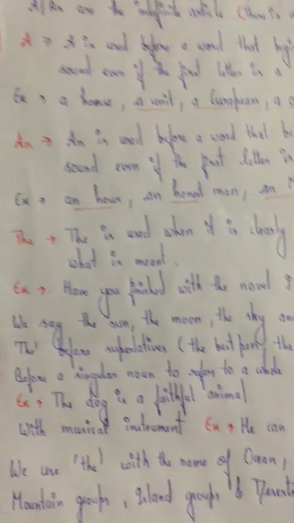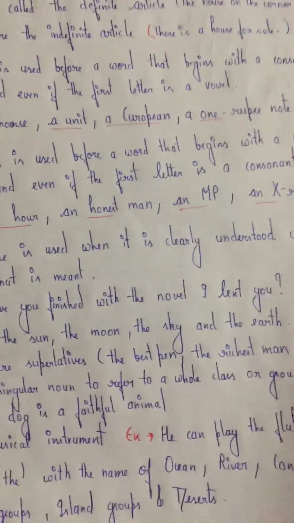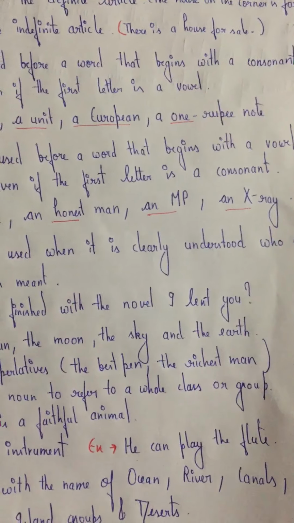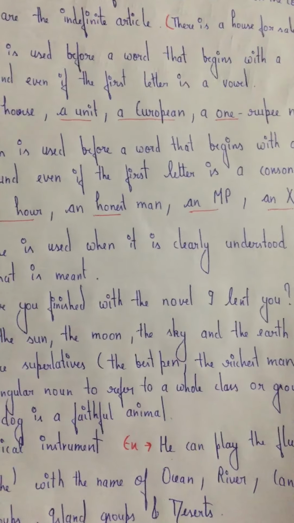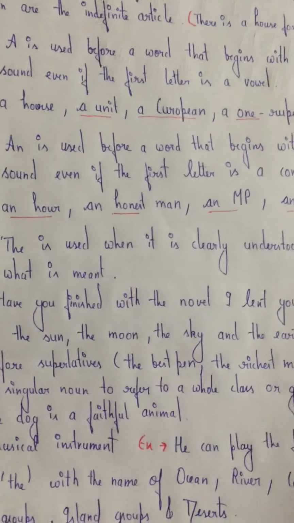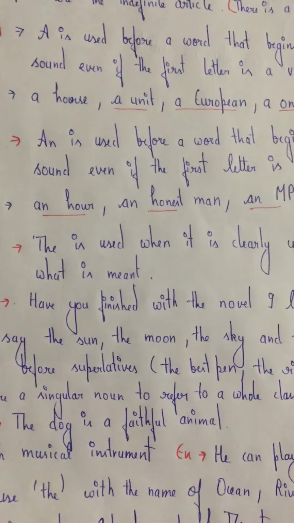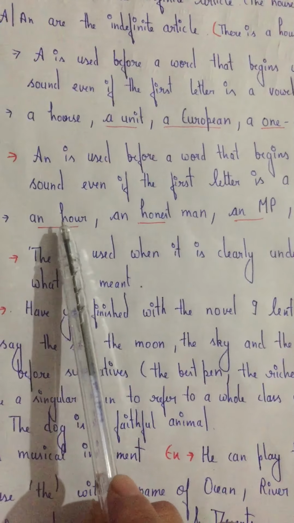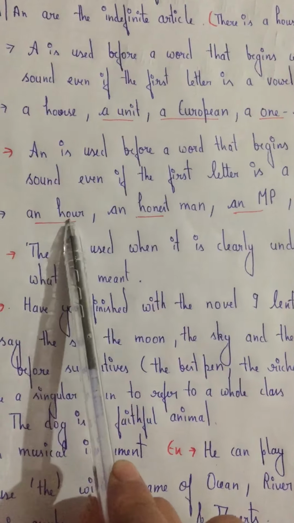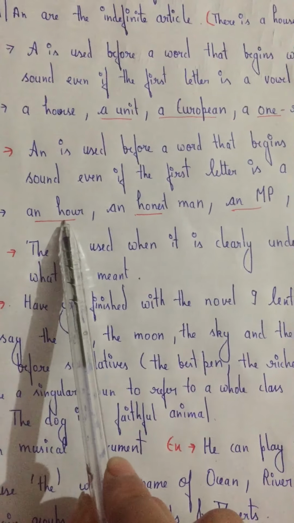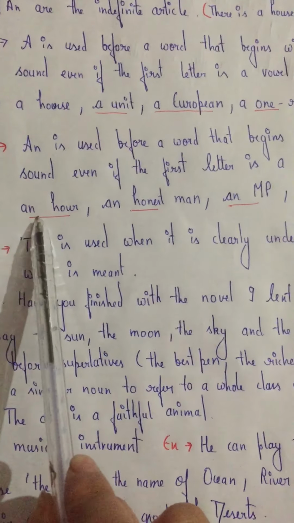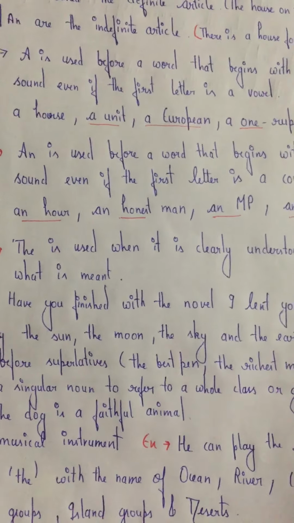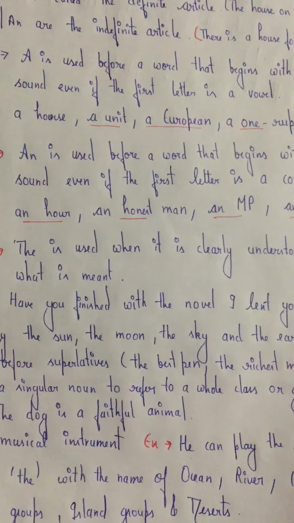Now let's see where an is used. An is used before a word that begins with a vowel sound, even if the first letter is a consonant. Again, what we need to do is pronounce the word before using the article. So see an example, an hour. Though the word is starting with a consonant, H is a consonant, right? But still we are using an. Why? Because when we are pronouncing this word, the sound is of ow. Ow is a vowel sound.